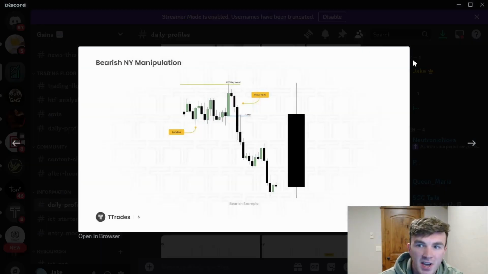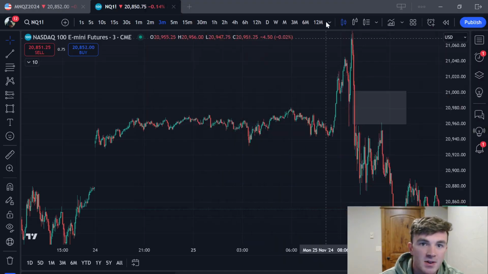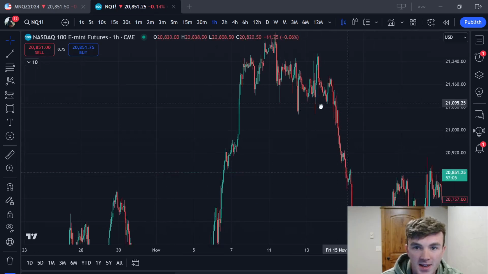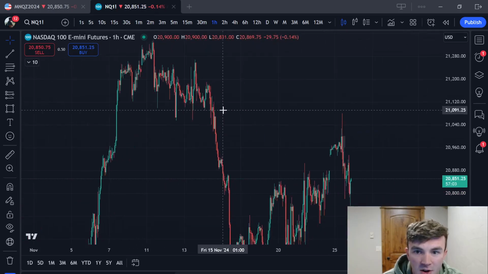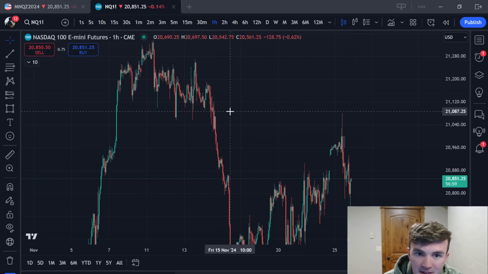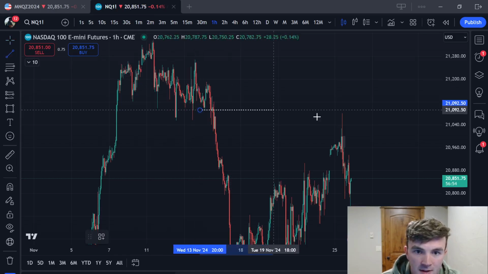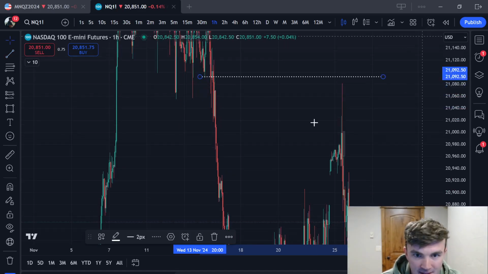I checked for order blocks and stuff. Like, I was like, okay, did we push into an order block? Well, there's this. I mean, that kind of got close, but we didn't even really tap into that. There's this, but we didn't really tap into that. You can see what I'm talking about here. You have this. Didn't really tap into that.